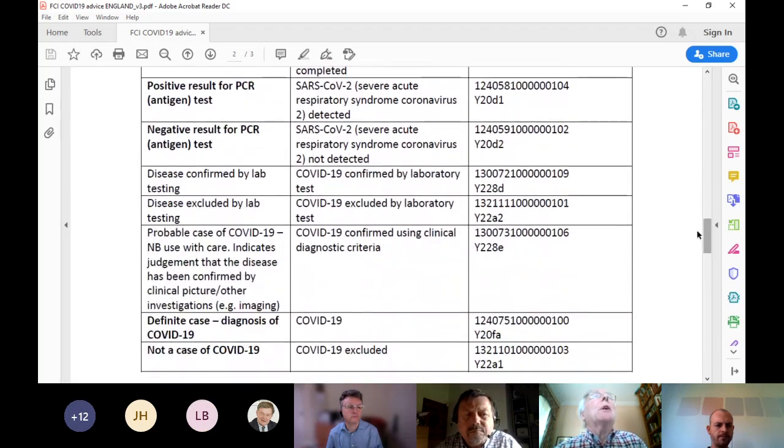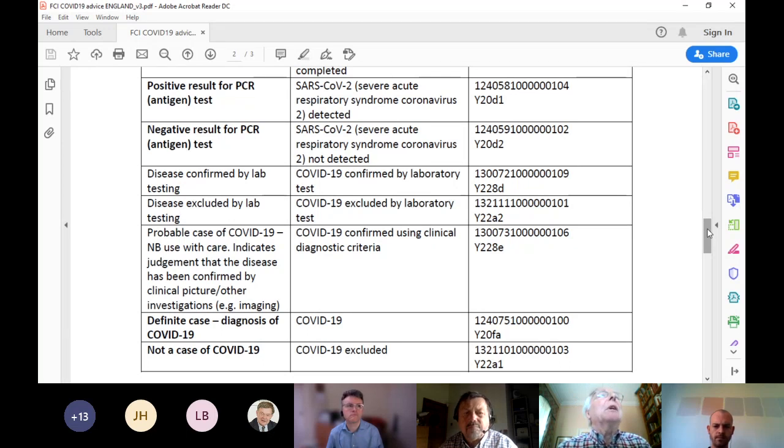Then we've got a couple of things that deal with positive and negative results for the PCR test. Either the SARS-CoV is detected or it's not detected. So we've got codes to deal with that. We've also got the disease-related codes, disease COVID-19 confirmed, COVID-19 excluded by laboratory test, if people prefer to use those.